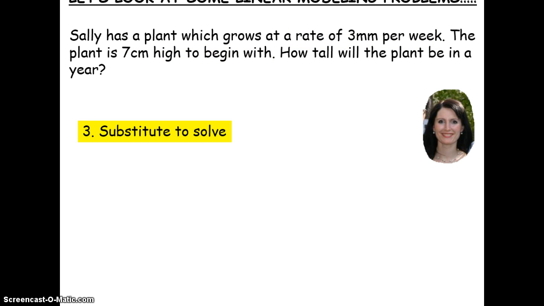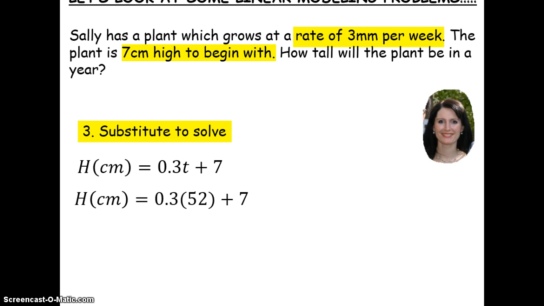Now, the next thing you want to do, now that you have your equation, is to substitute to solve. Once again, the rate being 3 millimetres per week and 7 centimetres high to begin with, there's the equation I'm going to use. Height in centimetres is 0.3t plus 7. You could have used the one for millimetres. As long as your units are the same, it doesn't matter which.